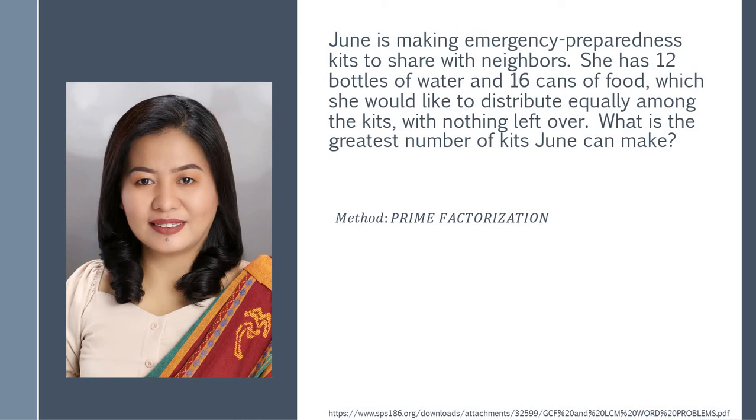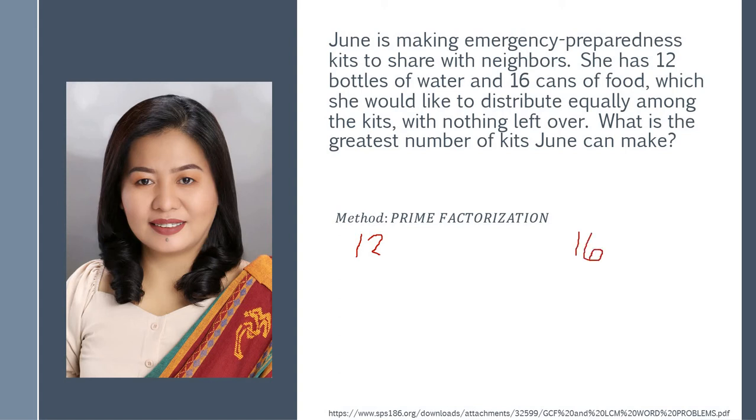So this is the third problem. June is making emergency preparedness kits to share with neighbors. She has 12 bottles of water and 16 cans of food, which she would like to distribute equally among the kids, with nothing left over. What is the greatest number of kits June can make? So we start with our prime factorization or factor tree. We write our 12 and we write 16 also.